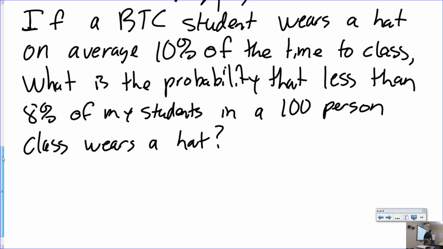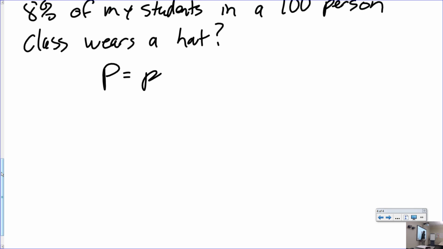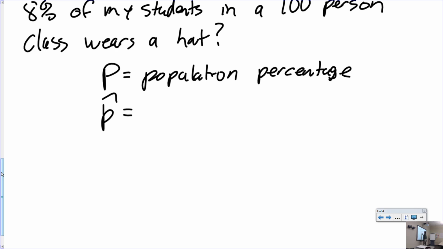How do you choose which is p? Good question. The key to this, folks, is that the p by itself is always the average. So p is what the assumed population statistic is, and the p hat is what you are trying to see is more or less than, of a sample. So p is the population percentage. P hat is the testing percentage.